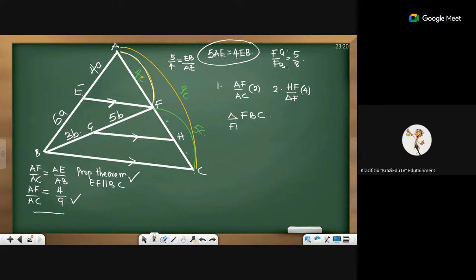FB. What do I know? FG over GB equals FH over HC. I want to show you where the juicy part is now. So, what is my FG? 5B. What is my GB? 3B. So FH over HC is equal to 5 over 3.